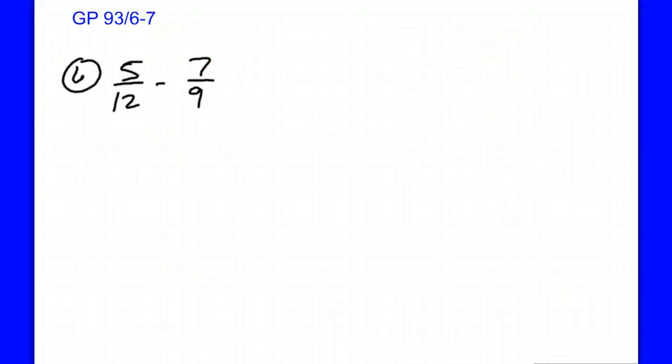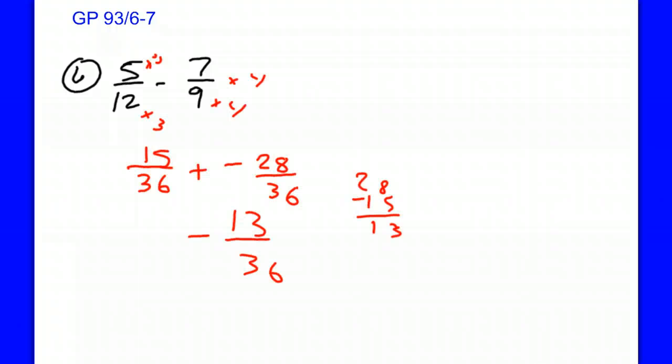Very good. Let's try it again. Do I have a volunteer? If you're at home, just pause, come back and see what we got. Okay, so we found the common denominator 36, blew up these fractions, and then simplified. Negative 13/36. Okay. Oh, that's it. You may begin your work.